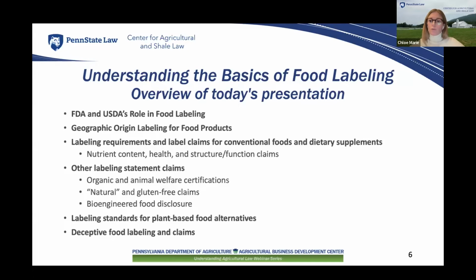Then we'll discuss the food labeling requirements and label claims for conventional foods and dietary supplements. These label claims include nutrient content, health, and structure/function claims, as well as other statement claims such as organic and animal welfare certifications, natural food and gluten-free claims, and bioengineered food disclosure.